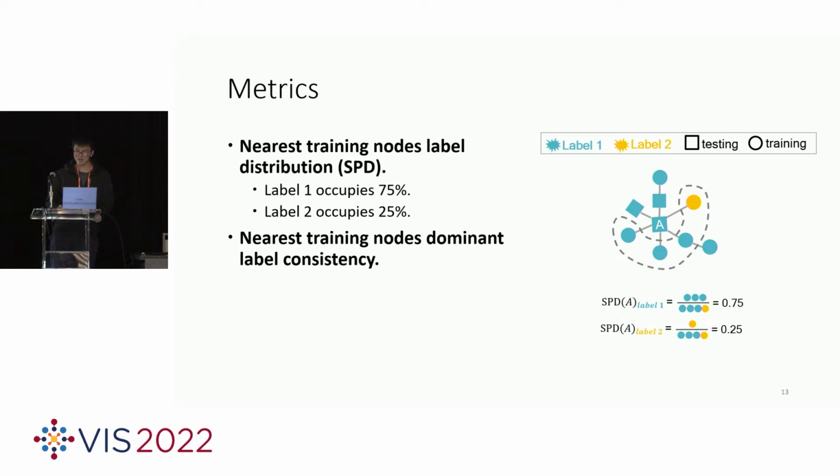In order to help users quickly capture the dominant information of the nearest training nodes' label distribution and further diagnose the causes of errors in GNN prediction results, we define the nearest training nodes' dominant label consistency as whether the dominant label is consistent with the current node label. For example, label 1 occupies most in the nearest training nodes' label distribution, then this value is set to true.